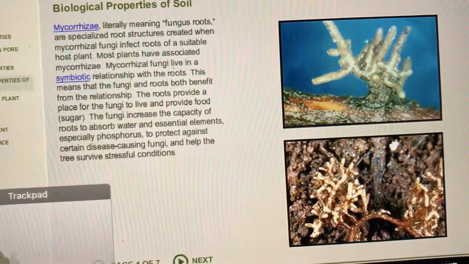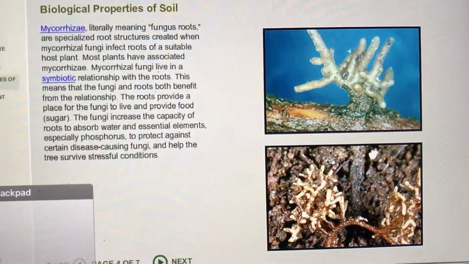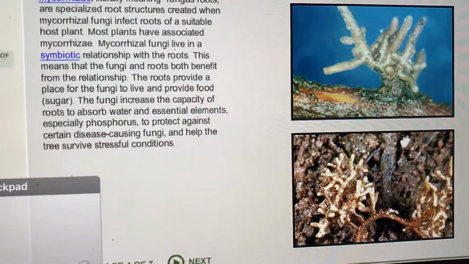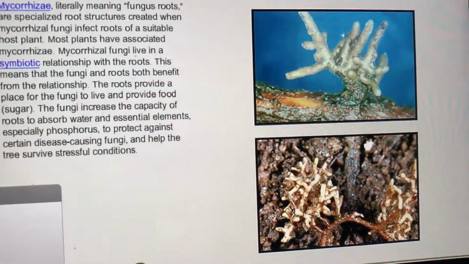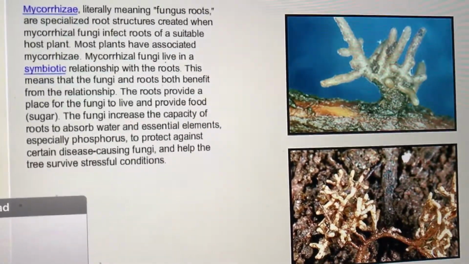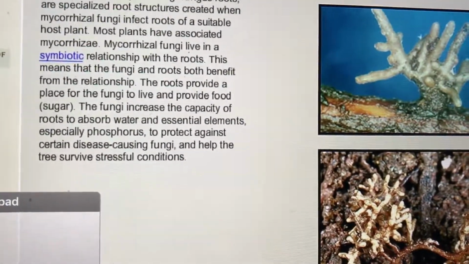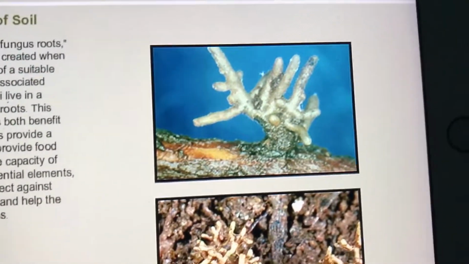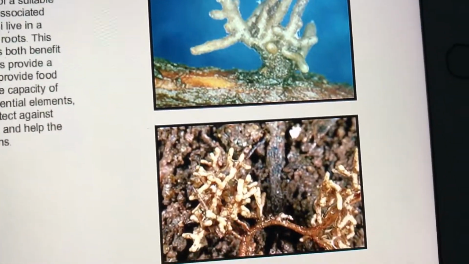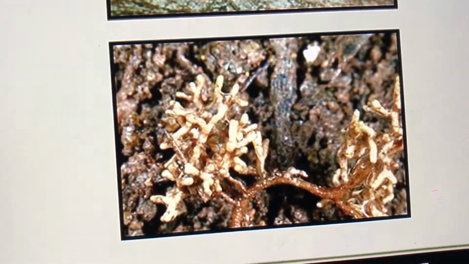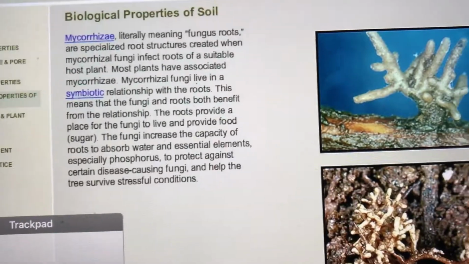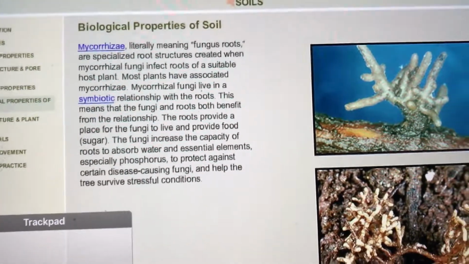Mycorrhizae, literally meaning fungus roots, are specialized root structures created when mycorrhizal fungi infect roots of a suitable host plant. Most plants have associated mycorrhizae. Mycorrhizal fungi live in a symbiotic relationship with the roots. This means that the fungi and roots both benefit from the relationship. The roots provide a place for the fungi to live and provide food, sugar.